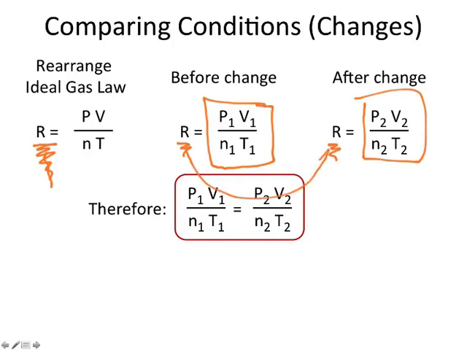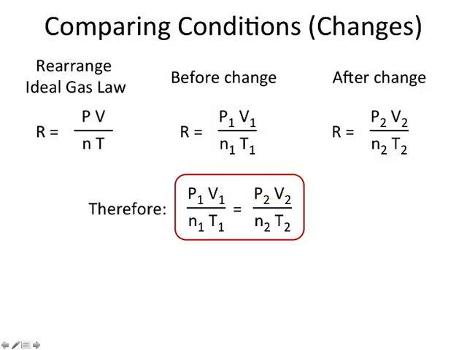And then if you set these two R's equal to each other, then you can also set all of these, P1 V1 over N1 T1, you can set both of those equal to each other. So then that leaves us with what we have down here on the bottom, that for any sample of gas, its pressure times its volume divided by number of moles times temperature is equal to that same collection of variables after the change. And so this is really handy. And you'll have an example problem here at the end showing what you can do with this.